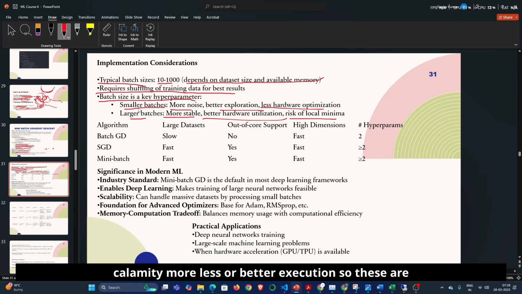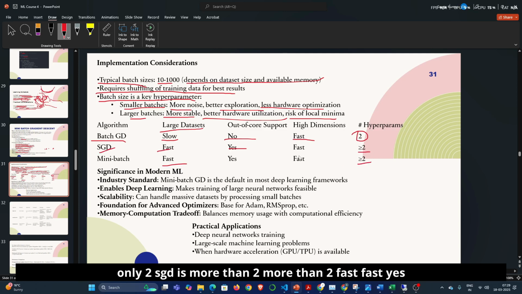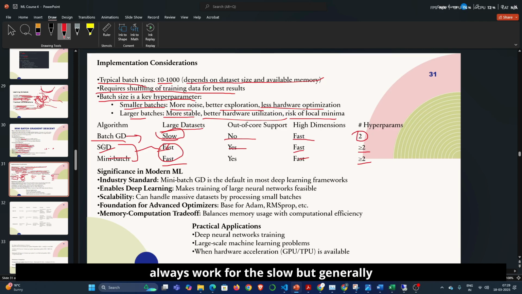So these are all the hyperparameters we need to discuss. For a large data set, batch gradient will be slow, it's true, and it has only two hyperparameters. SGD has more than two, and is fast. So we can use mini-batch or SGD for large data sets. Batch gradient will always work, just slowly. But generally we work with batch gradient, because if the data is 10 to 10,000 rows, I think batch will work out, no problem in that.